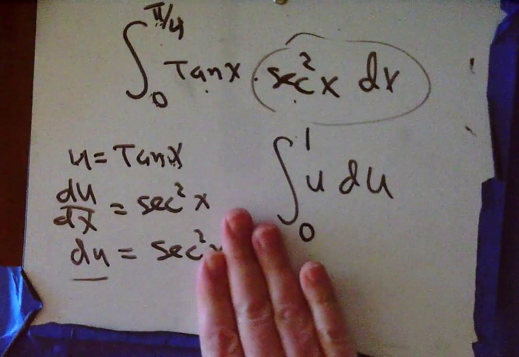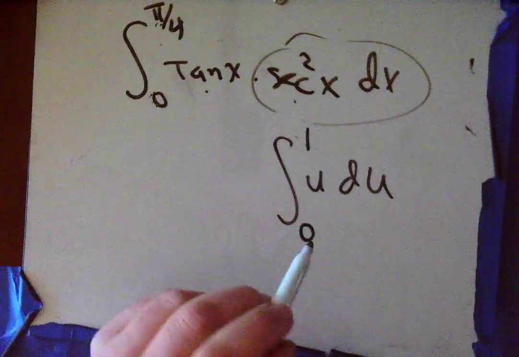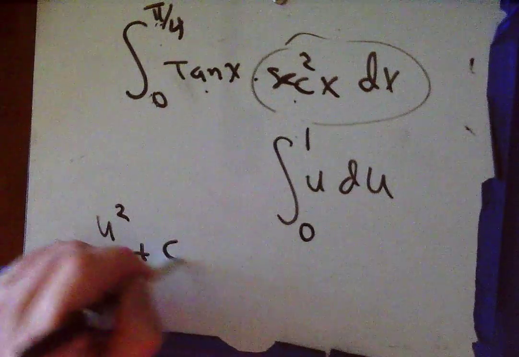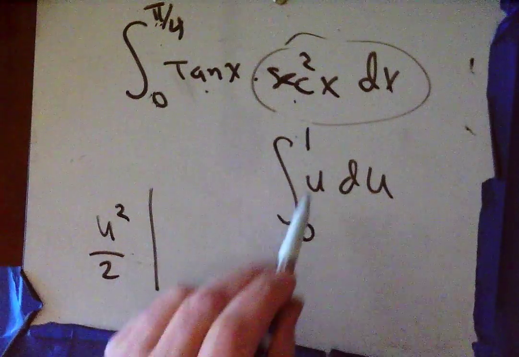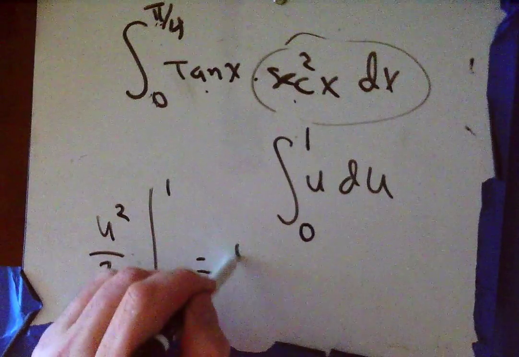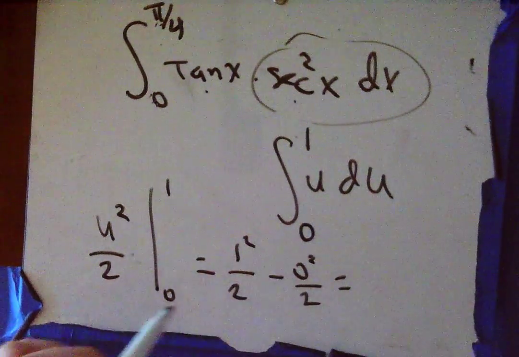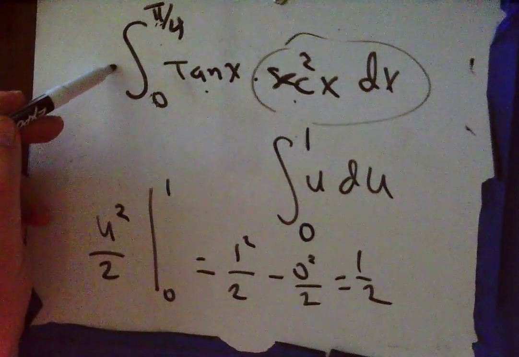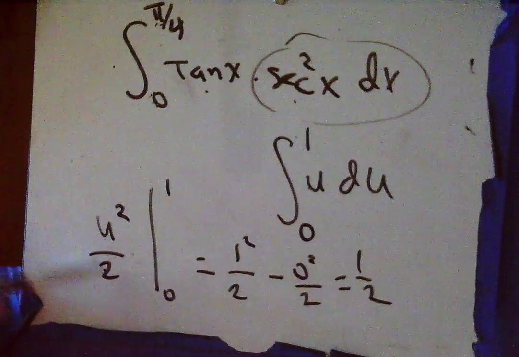Now, you've got two choices once you've got some u bounds here. The first one is to do that antiderivative, u squared over 2 plus c, and then evaluate the antiderivative with your u bounds, 0 to 1. And so I end up with 1 squared over 2 minus 0 squared over 2, or 1 half. I evaluated this integral using the u bounds on the u.